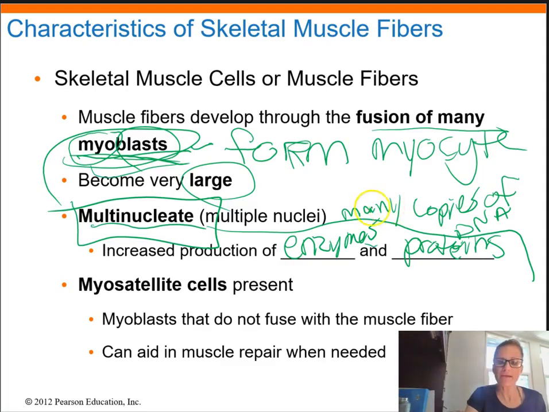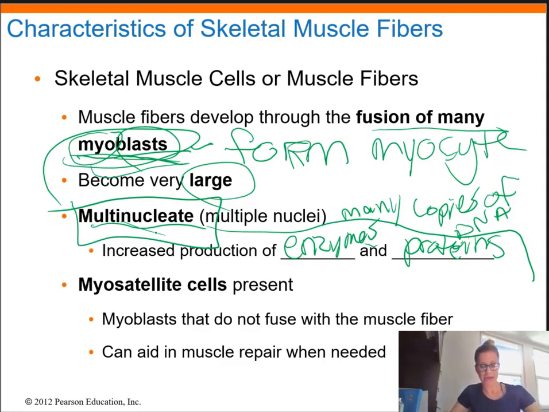So we said many nuclei, it's multinucleate, so it's got many copies of DNA, so it can make enzymes and proteins more. If you think about your DNA as being a cookbook, right? It's got a bunch of recipes. And say I have one cookbook and I want to make sugar cookies. Well, I can copy that one recipe of sugar cookies and I can give it to one chef and he can make a batch of sugar cookies for me.